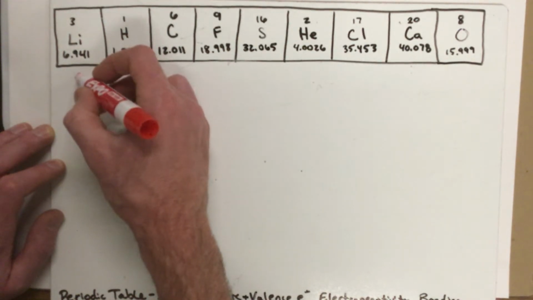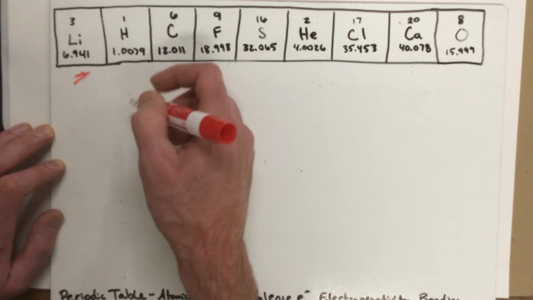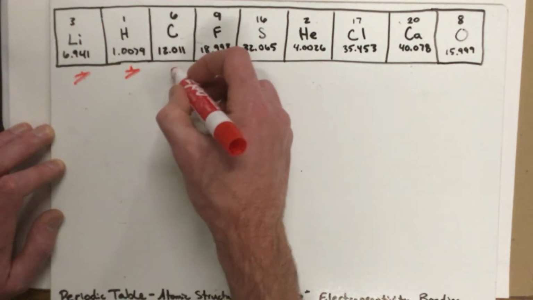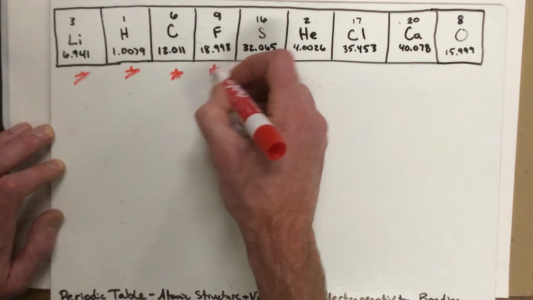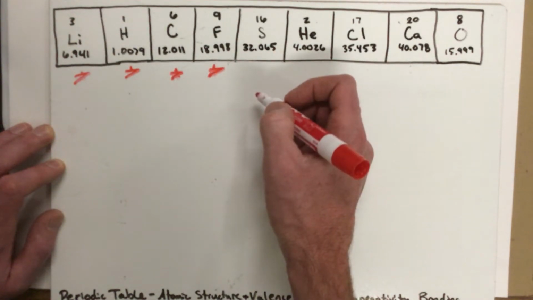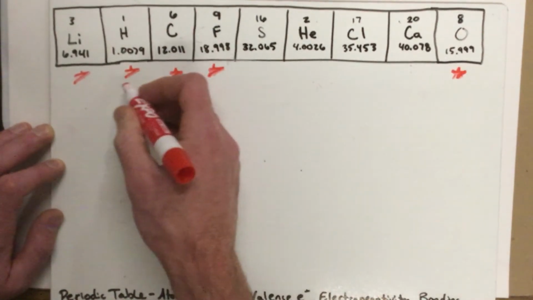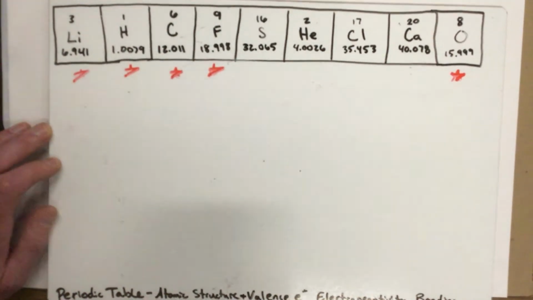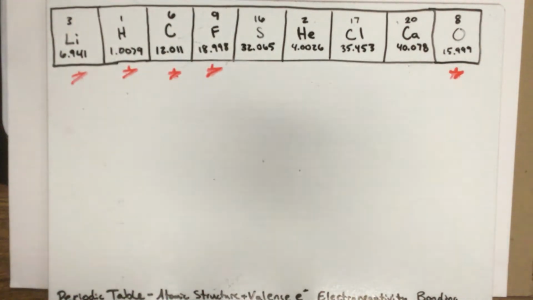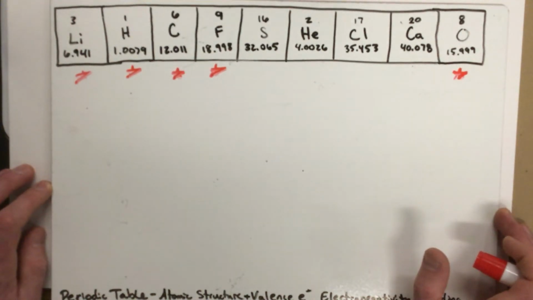Let's rank lithium. Let's go with hydrogen. Let's go with chlorine. Let's go with fluorine. But then I think what I want to do is jump to oxygen. 2, 3, 4, 5. I think that's good. Let's rank these elements in order of increasing electronegativity, in order of how badly do they want electrons.